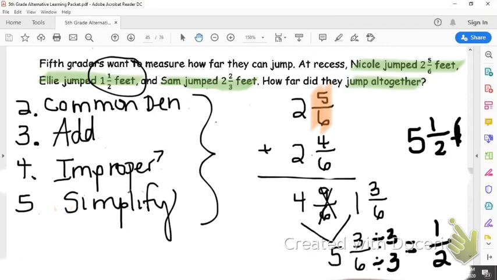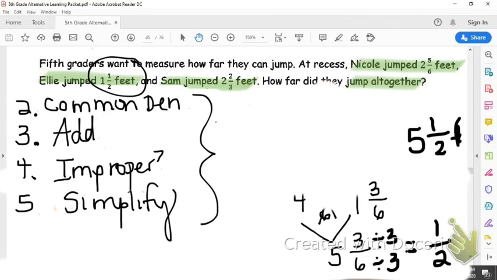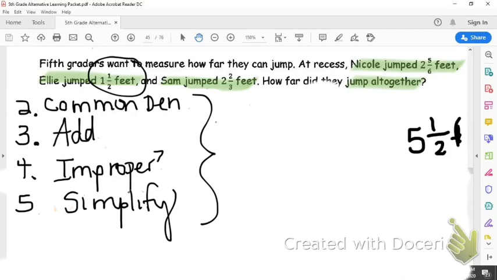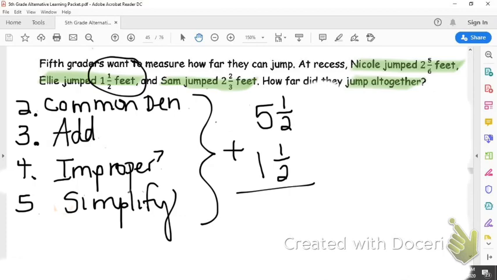Again, I hope that you're not erasing all your work. I hope that you have a separate sheet of notebook paper and you're showing everything. But I am going to erase this because I don't really have that much space. Alright, so together, Nicole and Sam jumped 5 and 1/2 feet. Let's add it to how much Ellie jumped. Line them up. Find common denominators. Well, since we simplified before, they are common denominators, so we're good there.